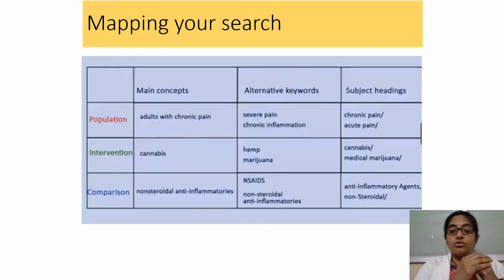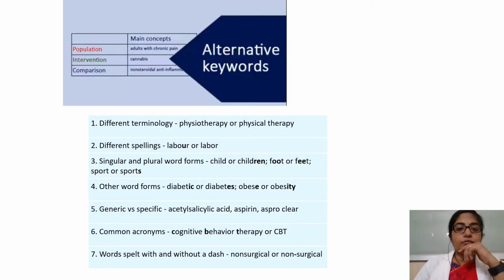So as you see, on the left side there is population, intervention, comparison, and for them we have concepts, like what in our research question we have as these components, and for them we have alternative keywords and subject headings. So talking about alternative keywords, these are very important because many investigators use different names for one particular situation or condition or drug or stuff like that.